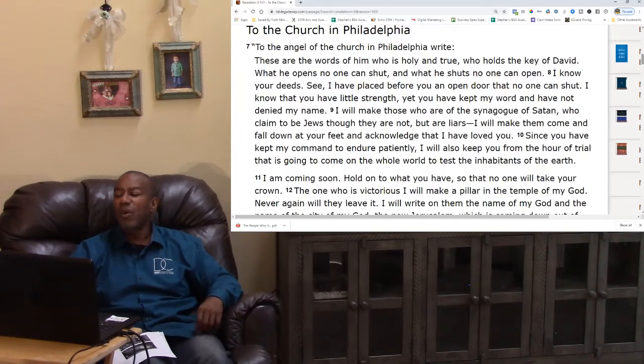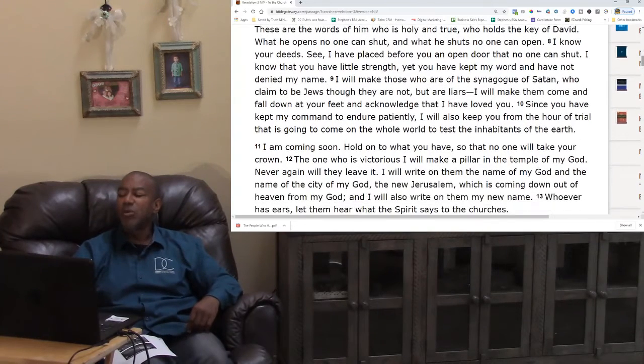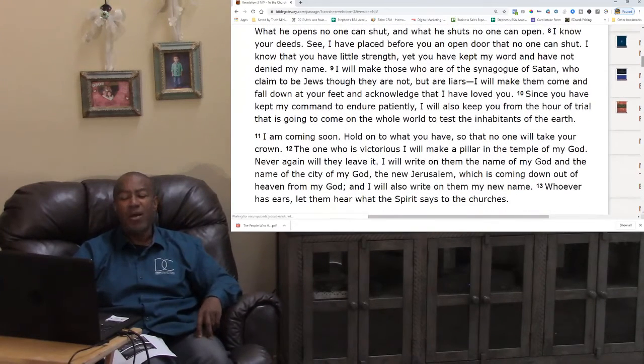I will make those who are the synagogue of Satan, those who claim to be Jews, though they are not, but are liars, I will make them come and fall down at your feet and acknowledge that I have loved you. Since you have kept my command to endure patiently, I will also keep you from the hour of trial that is going to come on the whole world to test the inhabitants of the earth.